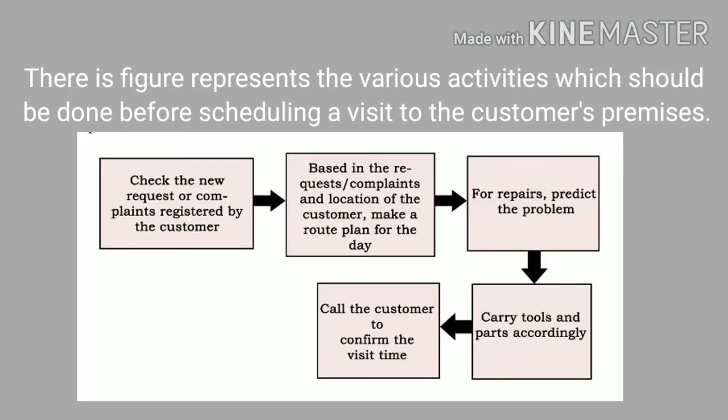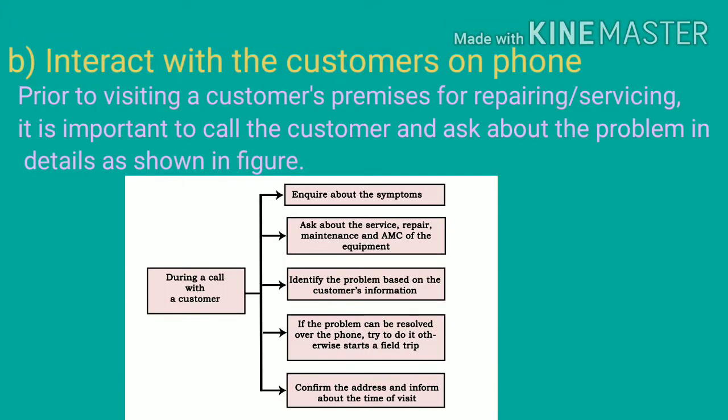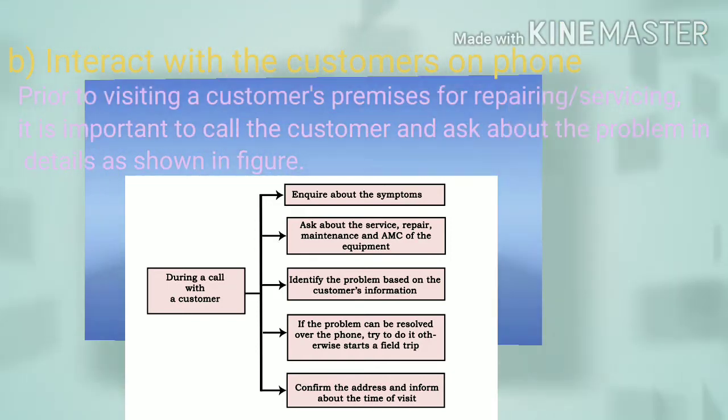And there is a figure that represents the various activities which should be done before scheduling a visit to the customer's premises. Secondly, interact with the customers on phone. Prior to visiting a customer's premises for repairing and servicing, it is important to call the customer and ask about the problem in detail, as shown in the figure.